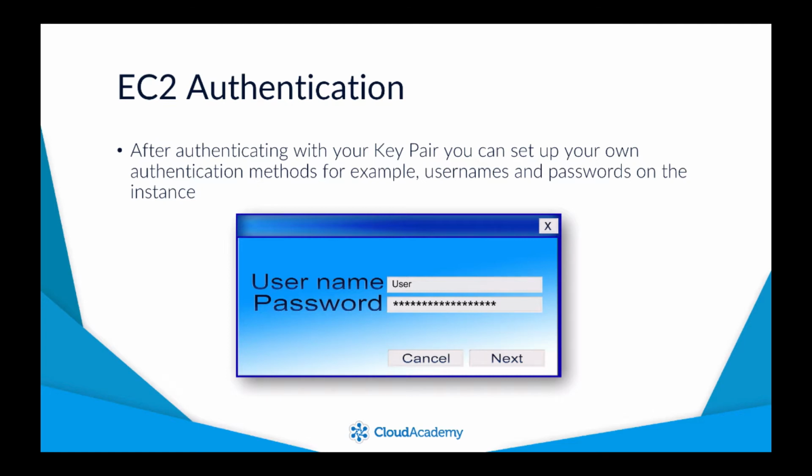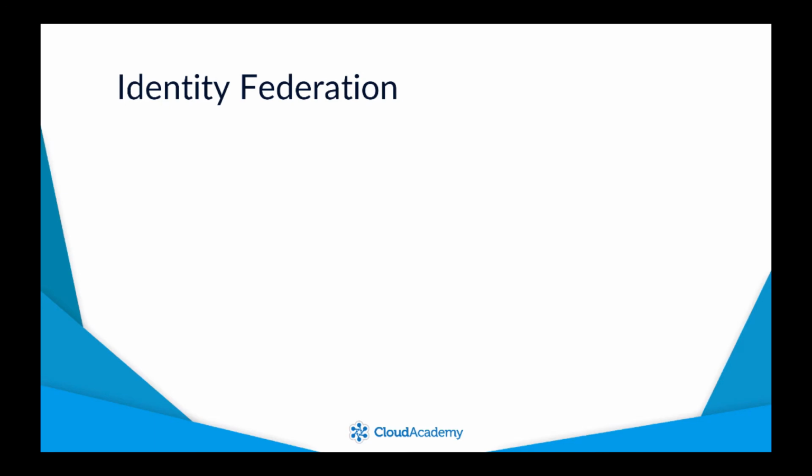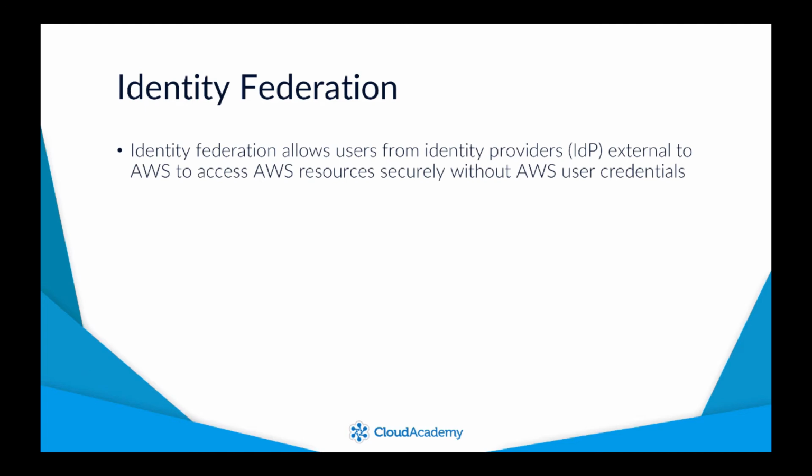AWS allows you to access and manage AWS resources, even if you don't have a user account within IAM, through the use of Identity Federation, which is the next authentication mechanism I want to discuss. Put simply, Identity Federation allows users from identity providers, IDPs, which are external to AWS to access AWS resources securely without having to supply AWS user credentials from a valid IAM user account. An example of an identity provider can be your own corporate Microsoft Active Directory. Federated access would then allow the users within it to access AWS.